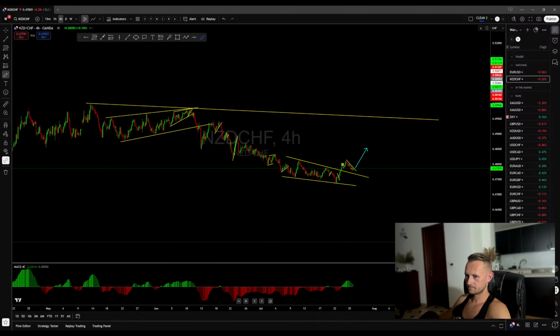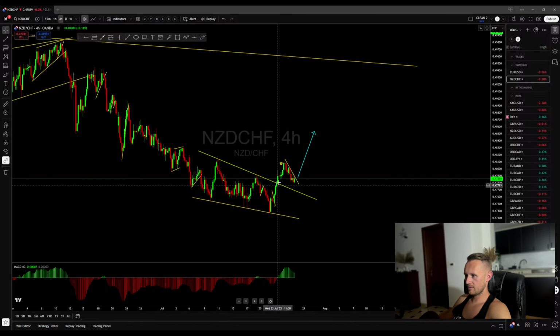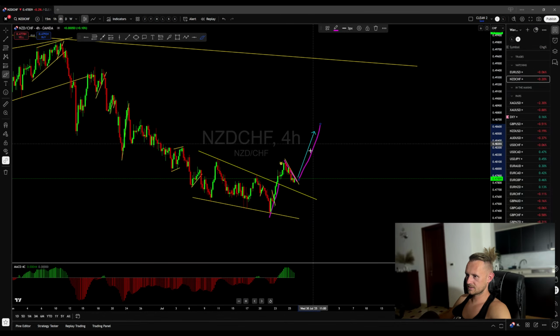On 4 hour, oh sorry, this one. On 4 hour, what I have is a break of the structure and then pullback. Break of the structure and pullback, that means we will go at least one more leg higher, and this is my high probability trade. So wait to achieve with the buy setup.